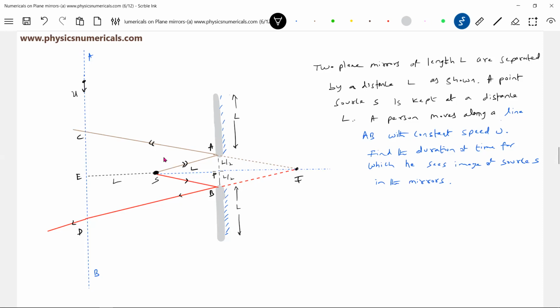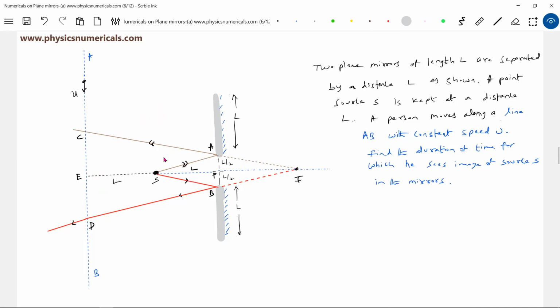So he's asking to find the duration of time for which he sees the image of the source in the mirrors. The person is moving along the line AB with a constant speed U. So as he traverses from C to D, the person is able to visualize the image. Any reason for that? Or shall we take E also? Yes, E also is possible. In this region, there are no reflected rays. There are reflected rays here also.